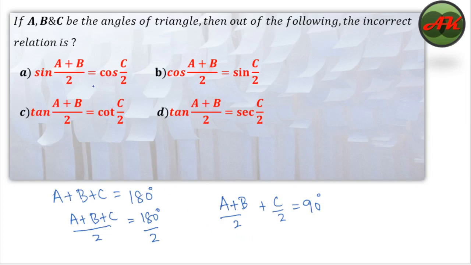Now let us see which relation is incorrect. Now let's see the option. Sine is complementary to cos, right? Cos is complementary to sine, right? Tan is complementary to cot, right? Okay. Now option D. Here they have given secant. So secant is complementary to cosecant. So option D is the incorrect.